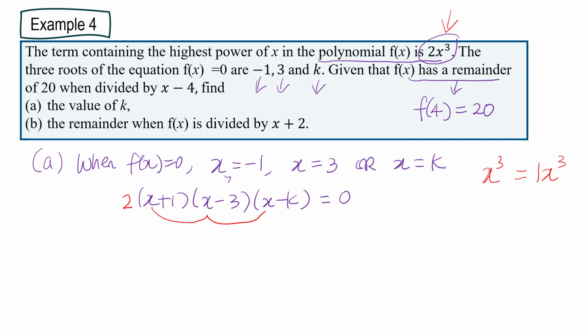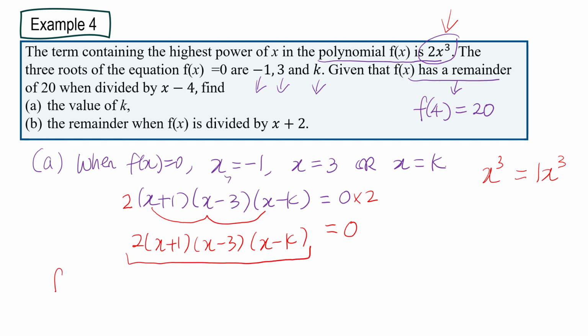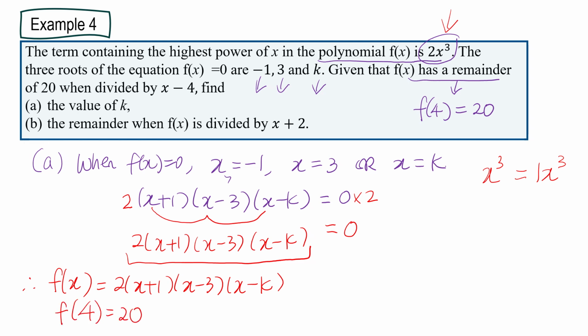And it doesn't matter if you multiply 2 on the left and then times 2 on the right. It does not affect your right hand side, because 0 times 2 will just give you 0. But it makes a lot of difference to your left hand side, because then this will become your f(x). And there's no need to expand it. So to find the value of k, we need to use this information given. f(4) equals to 20. So all we are saying is we just have to substitute x to be 4. Equate it to 20.